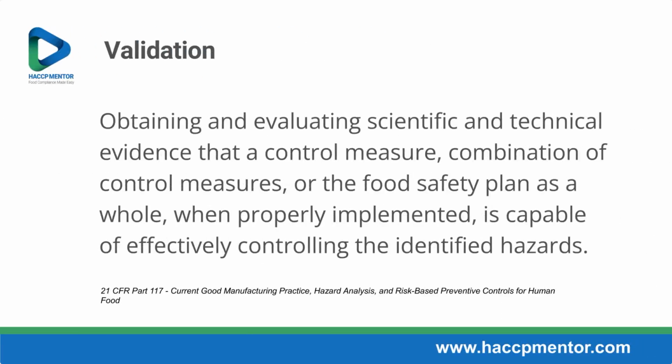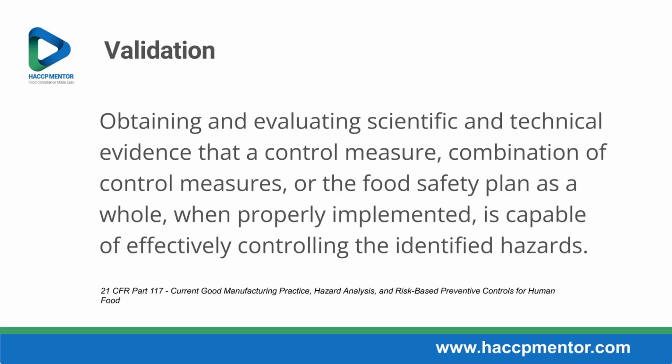Now, our next definition comes from FSMA. So for those who are based in the US, this should be quite familiar. It's coming from the Current Good Manufacturing Practice Hazard Analysis and Risk-Based Preventive Controls for Human Food, or basically the Human Food Rule. So the definitions from part 117.